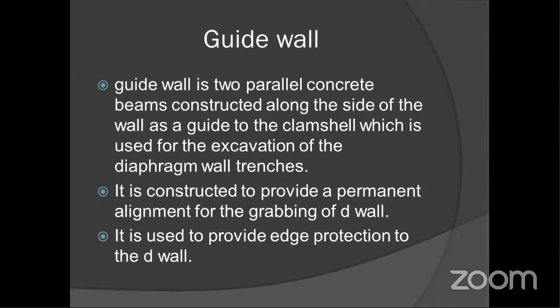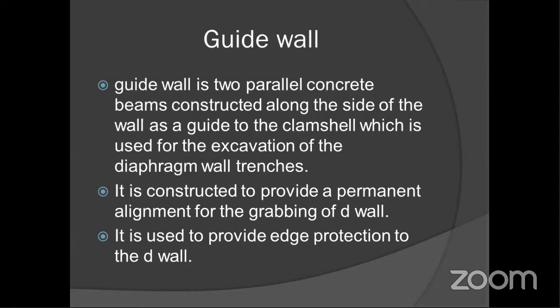See, and the main thing is, what is guide wall? Guide wall is nothing but two parallel beams constructed along the sides of the wall, which resist the soil collapse inside the trench from the bottom. And the main purpose of this is, while we are going for a cage installation in the trench, it will act as a platform, and also it will help us to maintain the level of the D wall.